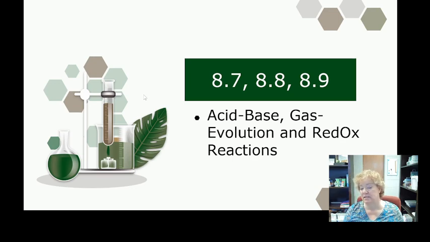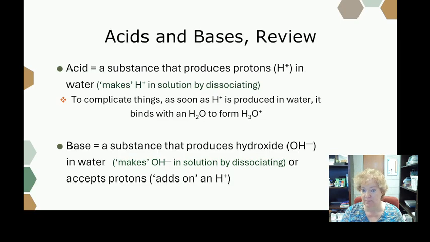The final three types of chemical reactions we're going to talk about are acid-base reactions, gas-evolving reactions, and redox reactions. So this is 3 separate sections in the textbook. This one's going to be kind of a long video. All right, so let's begin with acids and bases.